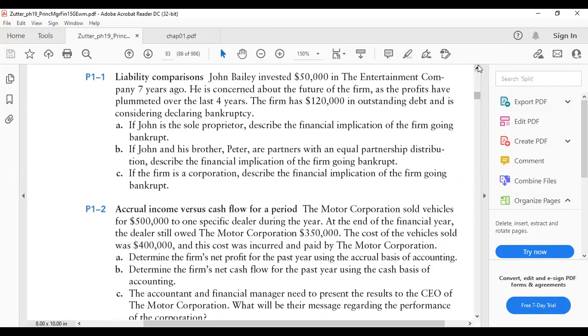Our application of our session this afternoon is about liability comparisons, then accrual income versus cash flow for a period, and marginal cost benefit analysis. Only 3 for a starter. Okay, so copy it. Take a photo, and then we move to 1-4 later.